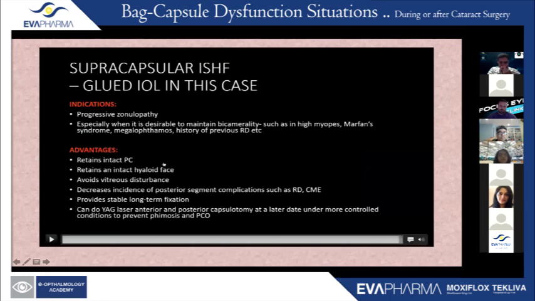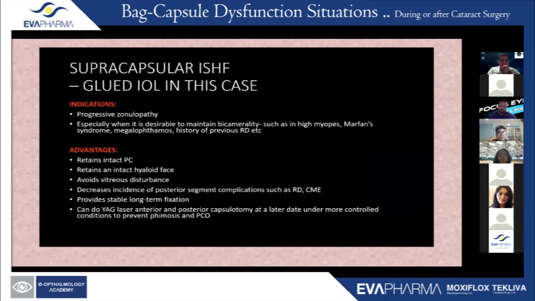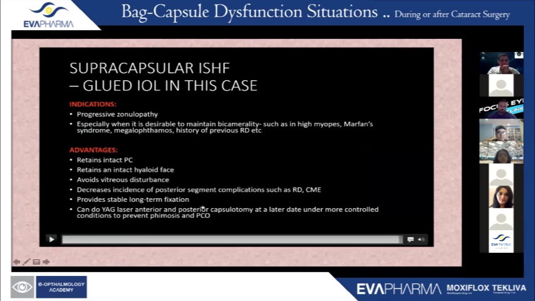It helps you retain an intact posterior capsule. It retains an intact hyaloid face. It avoids vitreous disturbance. The only vitreous that you're going to be touching is whatever is prolapsing around the zonulodialysis. It decreases the incidence of posterior segment complications such as retinal detachment and cystoid macular edema, and it also provides stable long-term fixation. Now the question is, what happens if you get phimosis of the bag?